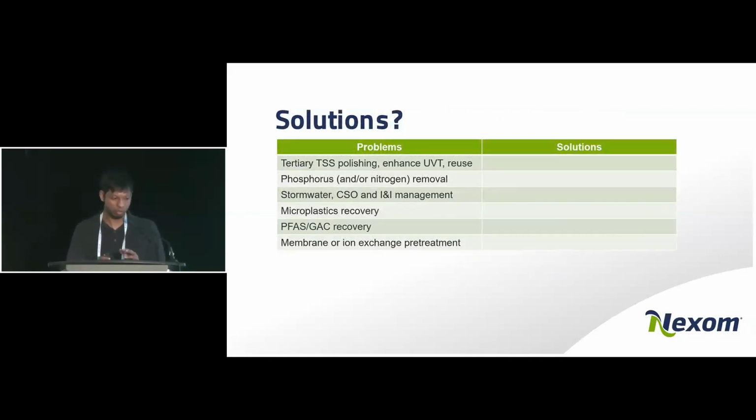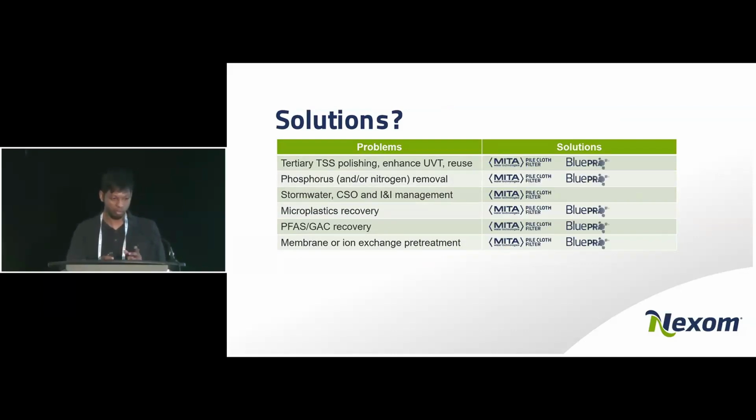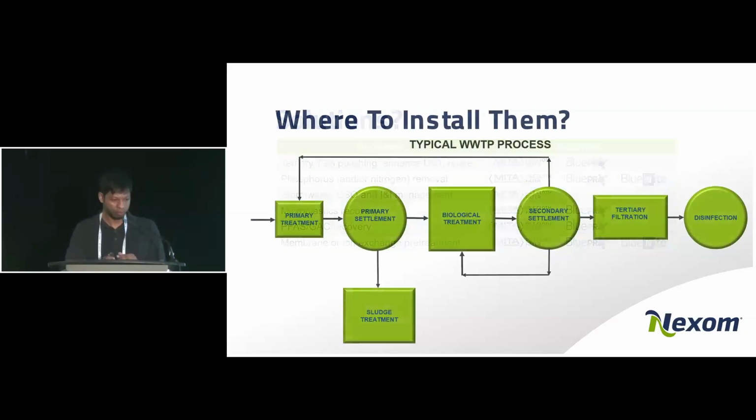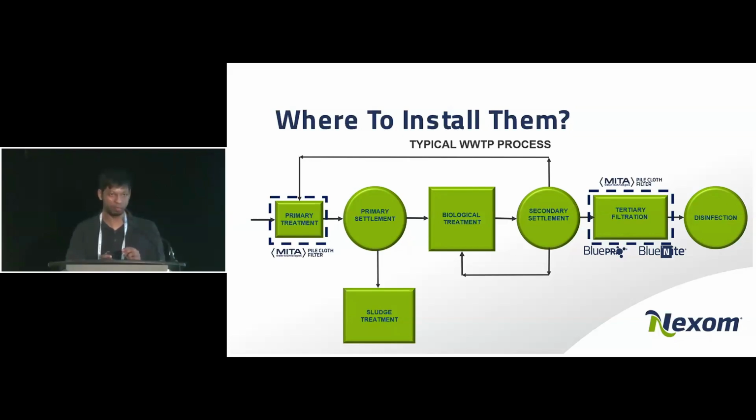While there are several solutions that can be used to tackle those problems, today we'll be focusing on the MITAC cloth filter and the sand filters, which are the Blue Pro and Blue Knight. This is a diagram of a typical wastewater treatment process. We can install the sand filter only on the tertiary level of the process, while the MITAC cloth filter can be installed both on the tertiary side and primary side of the wastewater treatment.